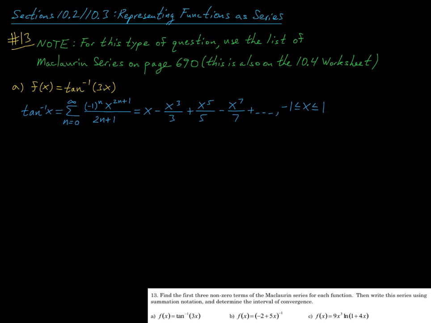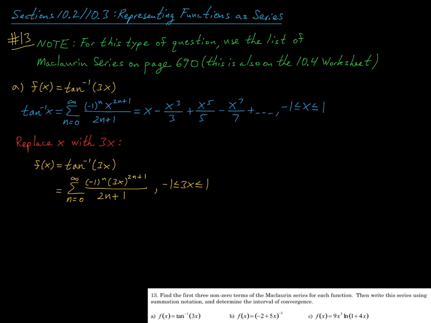Okay, so now the idea is to simply replace x with 3x to generate the series for the arctangent of 3x, and that's exactly what we're going to do here. So I get that the arctangent of 3x is the sum of (-1)^n, and now instead of just x, I have (3x)^(2n+1), and then we're dividing by 2n plus 1. And note that the condition on x now is that 3x is greater than or equal to -1 and less than or equal to 1.